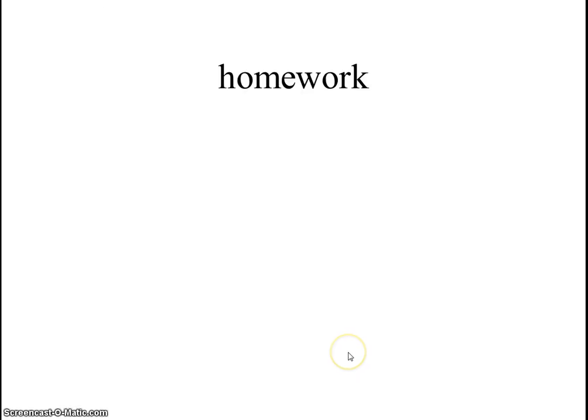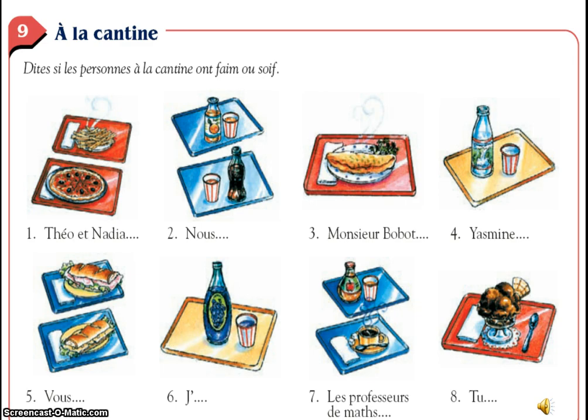Okay. So your homework, simple. You're gonna go ahead and do activity 9, page 108 from the textbook. It looks like this one here, right? So all it's asking you to do is just state whether the people here are hungry or thirsty. So like number one, Theo et Nadia ont. What is that? They're hungry. So it's Theo et Nadia ont faim, and then you continue doing that until the end.